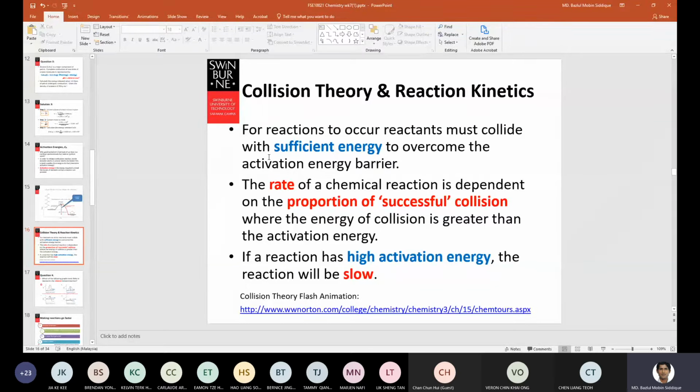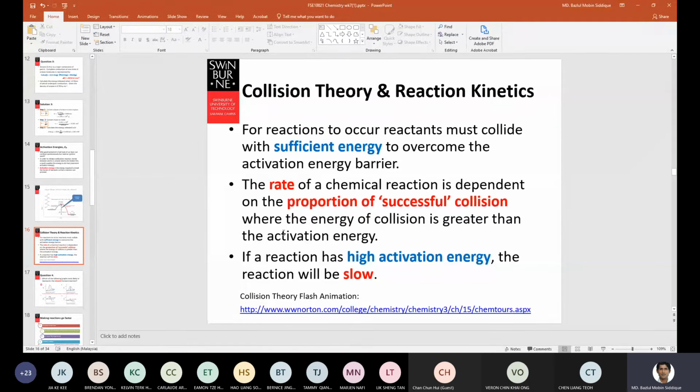So that is how they will cross over the energy barrier, the activation energy barrier. They will overcome that activation energy barrier. And that is why the rate of the reaction depends on how successful, or how much, of the collision is happening.